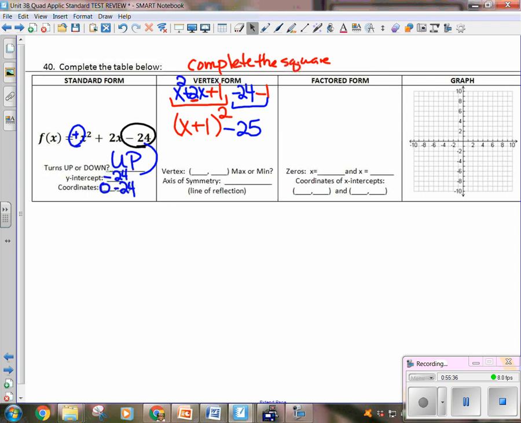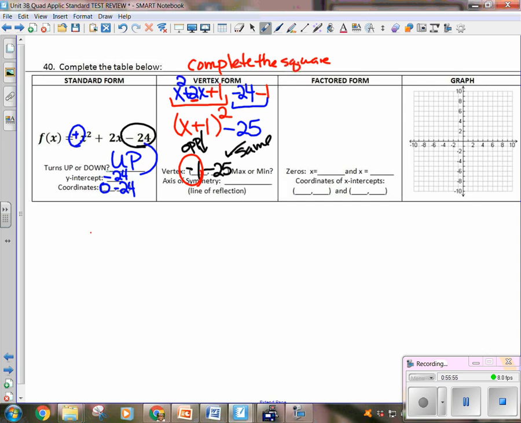Remember the vertex. The vertex is going to be opposite of what's inside, which is -1. The same, so this is opposite. This is the same. So it's actually -1, -25. The axis of symmetry is always going to be wherever the x part is.